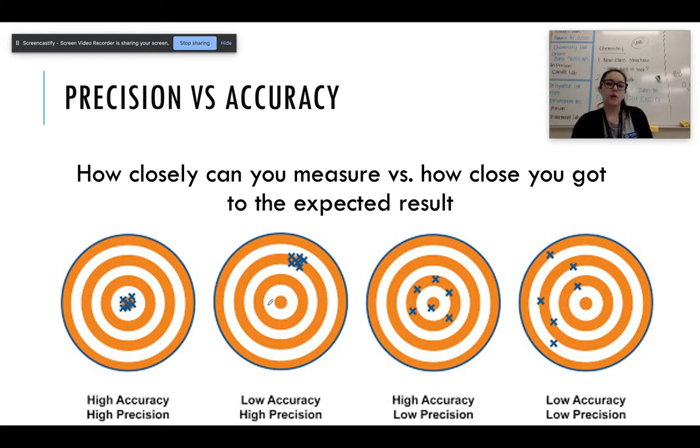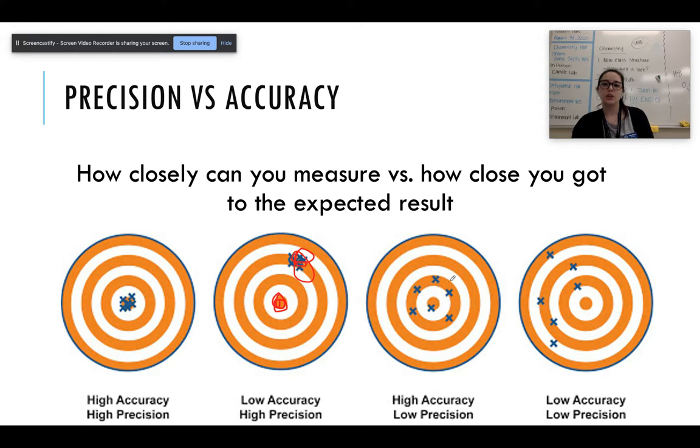So I have 4 little bullseyes. If I get a lot of them in the middle, I have high accuracy and high precision, because I was able to closely measure together, and I got my expected result. Here, I measured over here, and so I had very good precision, but I had low accuracy, because I wanted to hit here, but I hit here. I hit all of them here, so I had really good precision, bad accuracy.